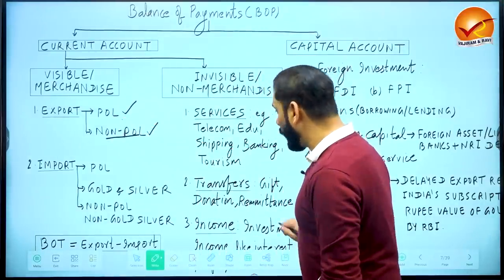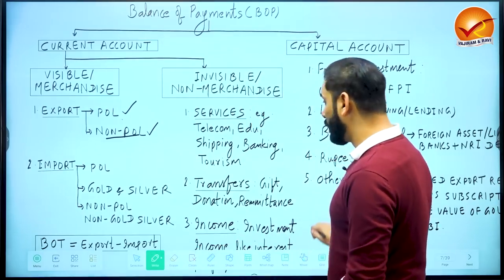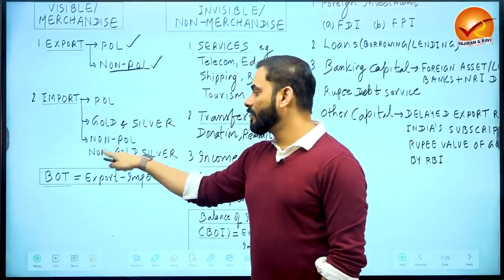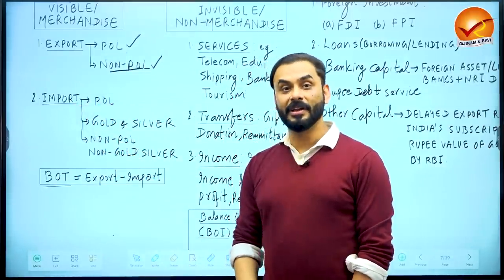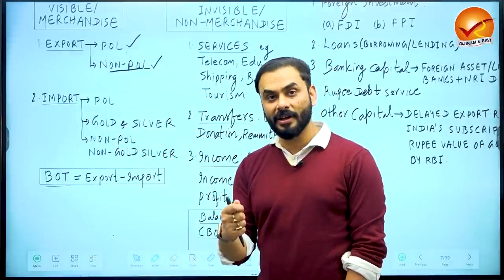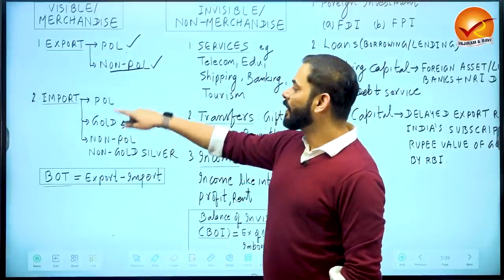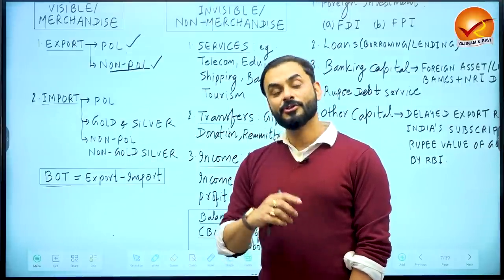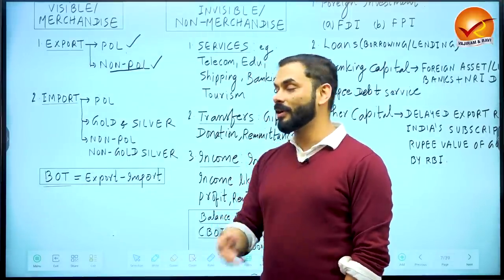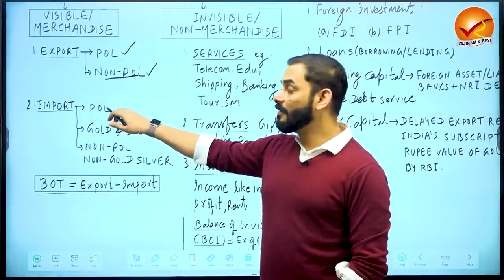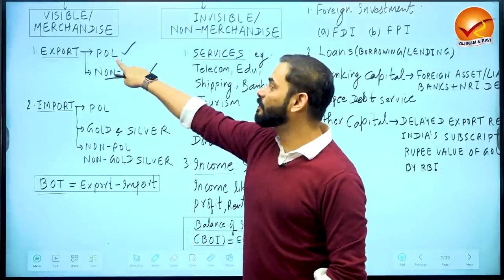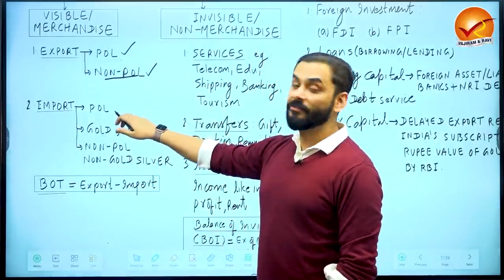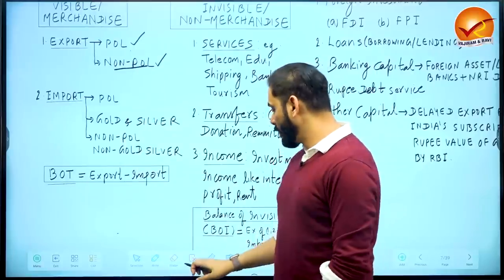Now when we talk about imports, guys, focus here please. There are three types of imports that we observe in India. For India, it is like this. For other countries, it could be slightly different. So for India, what are the things that we import? We import crude petroleum, isn't it? Petroleum or petroleum related products are called POL. So we import crude petroleum, and we export refined petroleum and petroleum related products. So crude petroleum is an imported POL item.